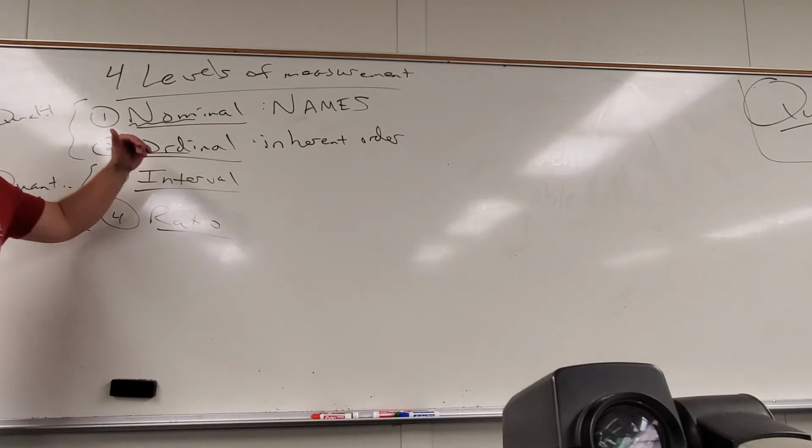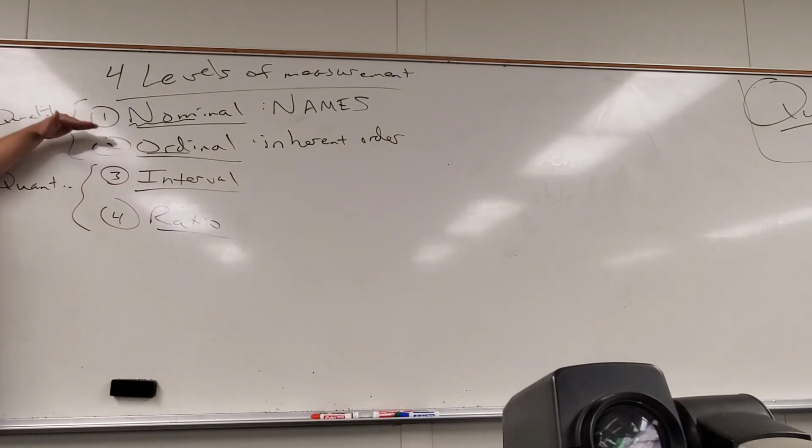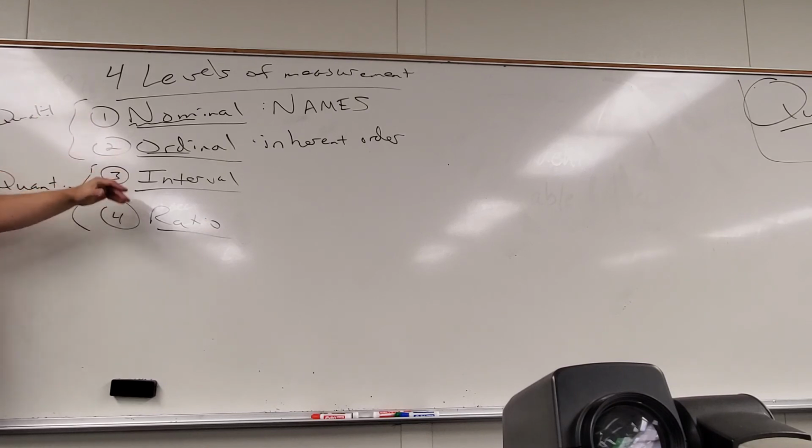All right. We got names. If they have some order they want to be in, this is ordinal. Then we have these two, which are going to be the truly numerical things. Somebody remind me, what's an interval in algebra? Do you guys remember interval notation or even just what the word interval means?